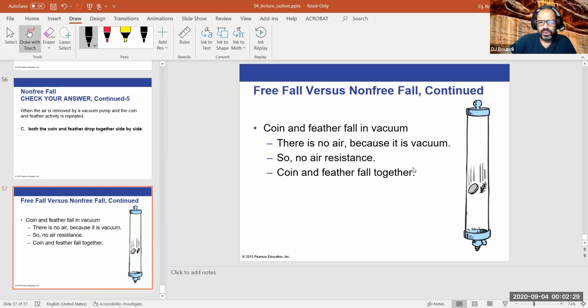Free fall versus non-free. Coin and feather fall in a vacuum. There is no air resistance, so both of them will reach the ground together. Any questions about this one? So those are the three questions that you have.